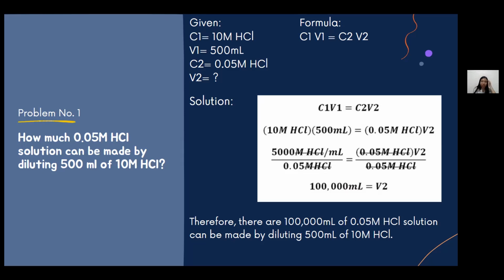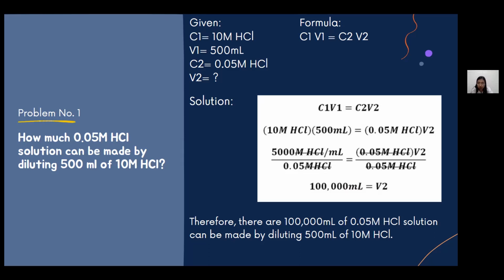Sige, go. For our first problem, ma'am: how much 0.05 M HCl solution can be made by diluting 500 ml of 10 M hydrogen chloride? So sa given, C1 equals 10 M HCl, V1 equals 500 ml, and C2 is 0.05 M HCl. So ang missing niya is ang final volume.